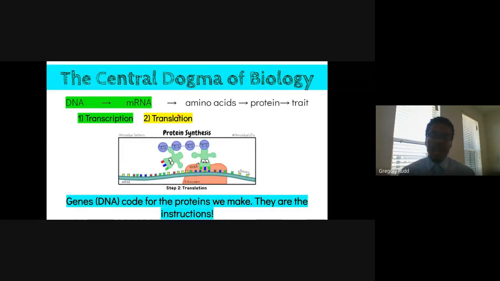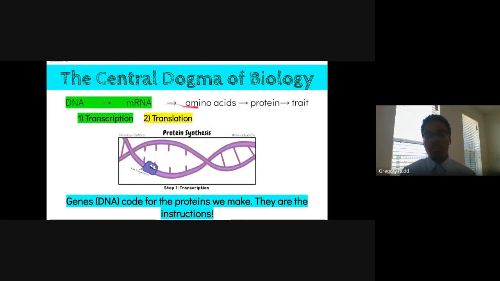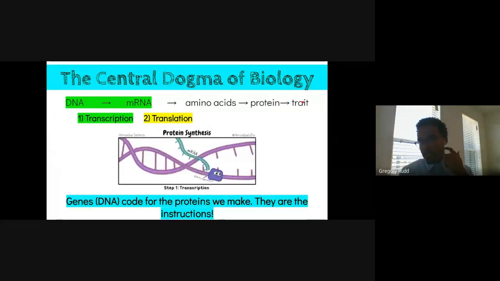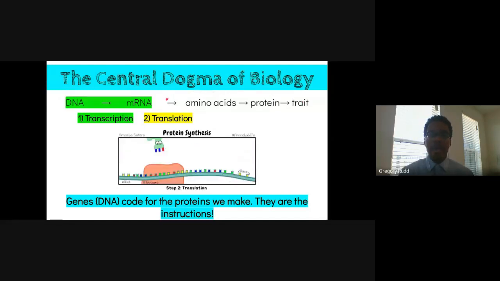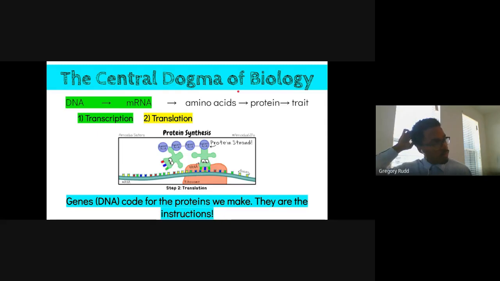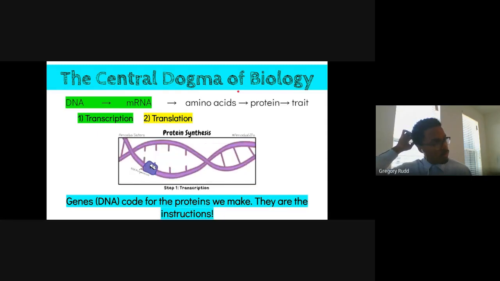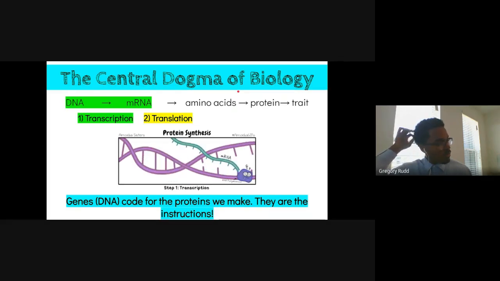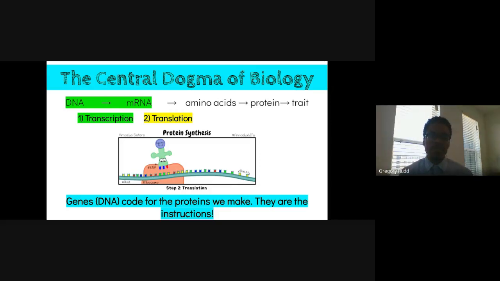So this is the concept of the central dogma of biology. It's explained here in this general basic flowchart. Does anybody have any ideas about what a dogma is? What does the word dogma mean? Any ideas about what the word dogma means?